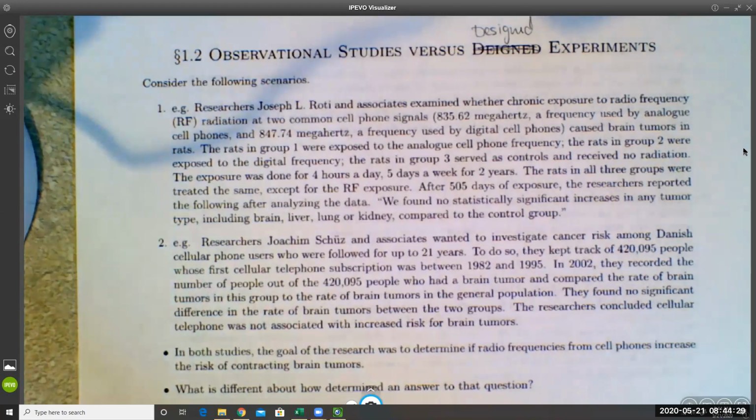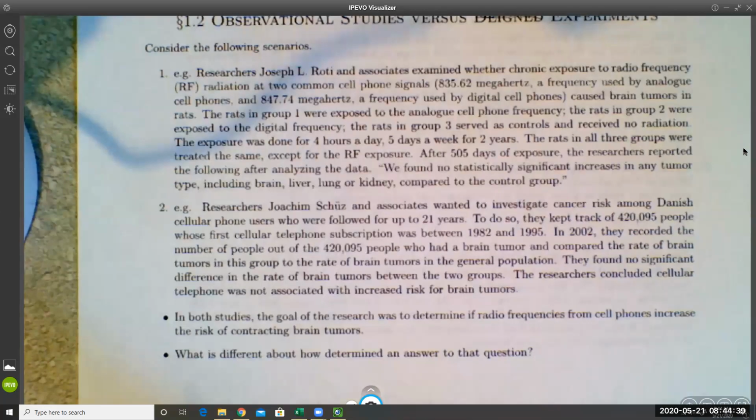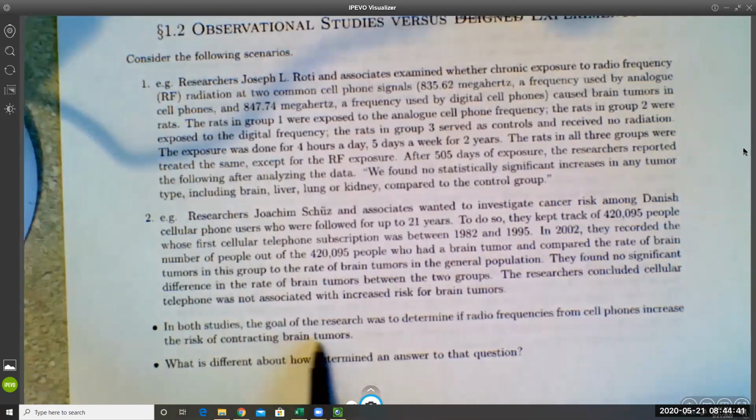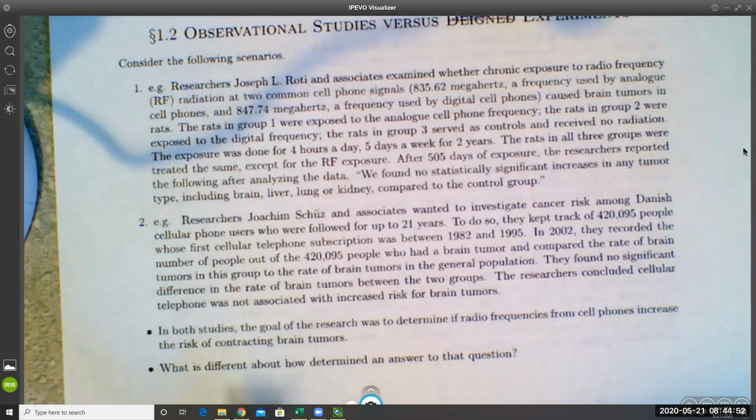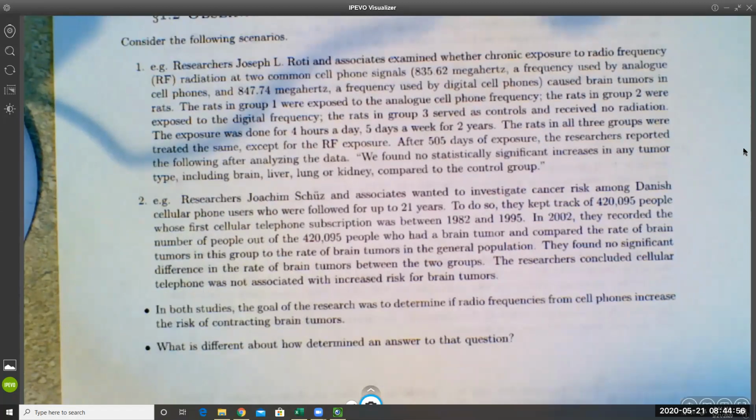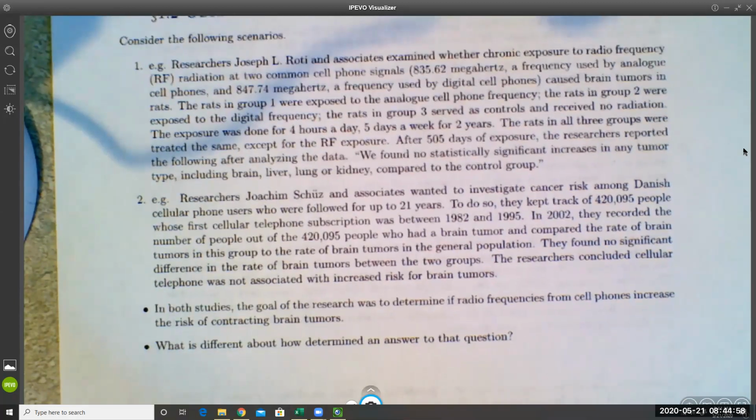Okay, so I'm going to go ahead and discuss these two things, assuming that you've read through them and given them some thought. But what you'll notice is that in both studies, the goal of the research was to determine if radio frequencies from cell phones increased the risk of contracting brain tumors. And now the question, what's different about how the researchers determined an answer to that question?